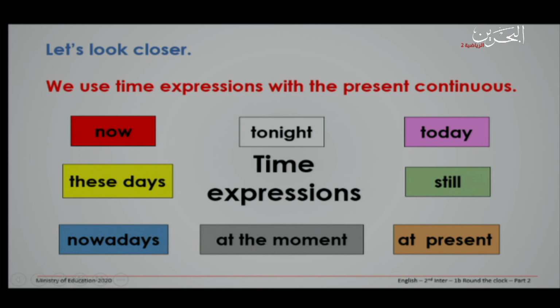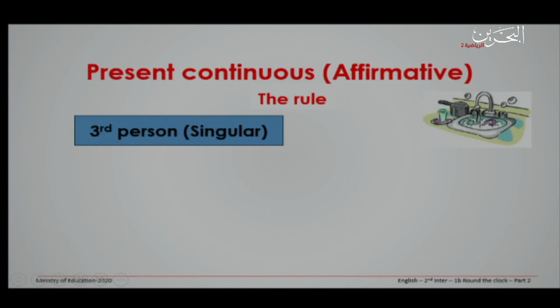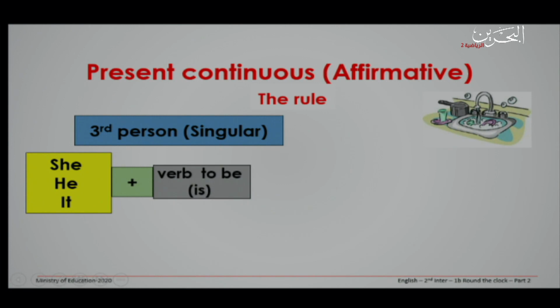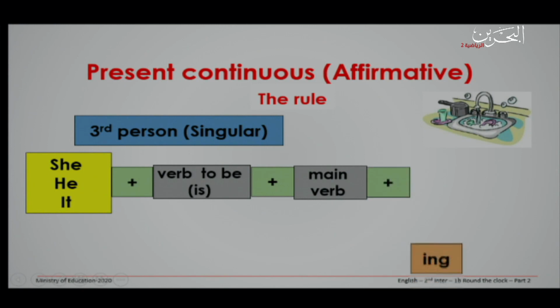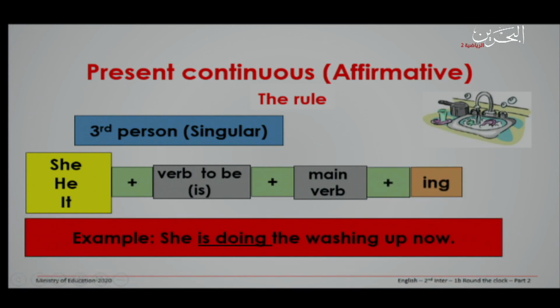We also use it to talk about the present continuous tense using time expressions. Now, how do we form the present continuous tense in affirmative sentences? For third person singular, the pronouns she, he, and it are followed by the verb to be, is, plus the main verb plus ing. For example, she is doing the washing up now.